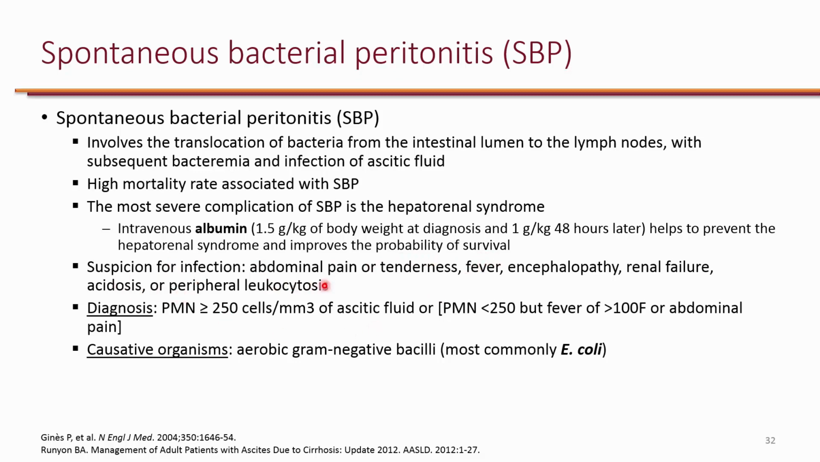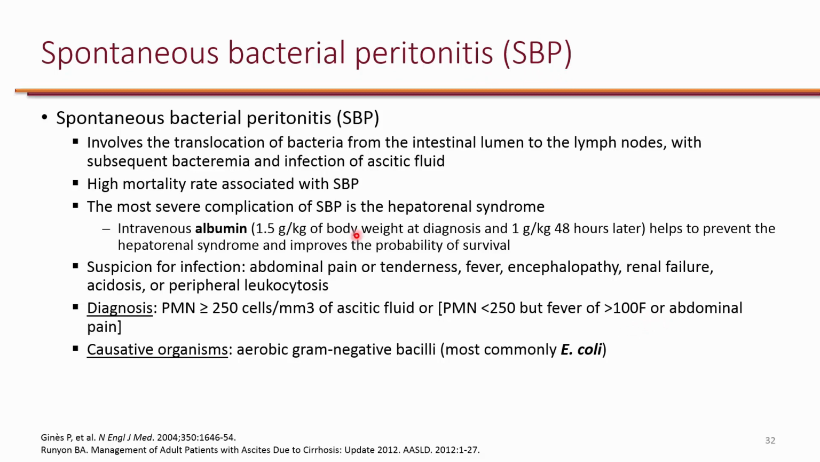Suspicion for infection includes abdominal pain or tenderness, fever, encephalopathy, renal failure, acidosis, or peripheral leukocytosis. So actual diagnosis of SBP is once you get ascitic fluid and you get a PMN of at least 250. That would basically confirm SBP. Now, if the PMN is less than 250, but the patient has a fever of at least 100 degrees Fahrenheit or abdominal pain, that can also confirm diagnosis of SBP.